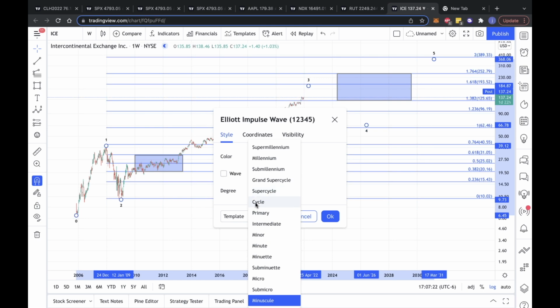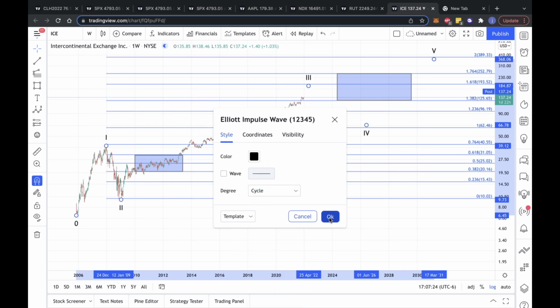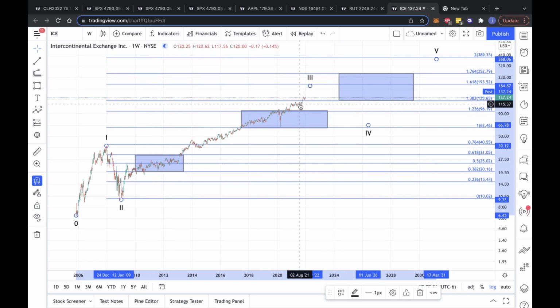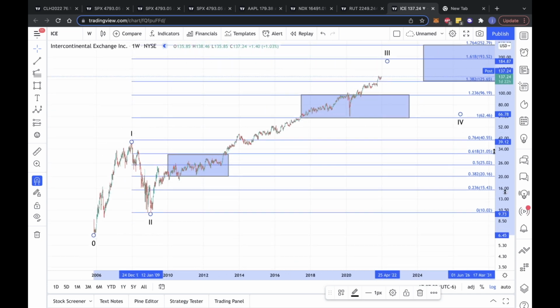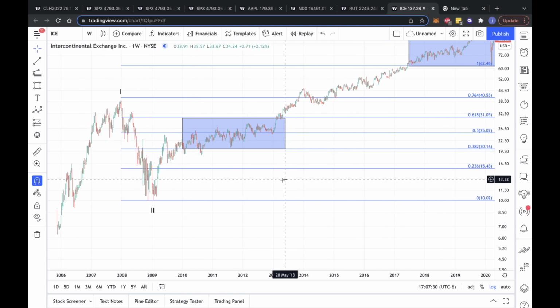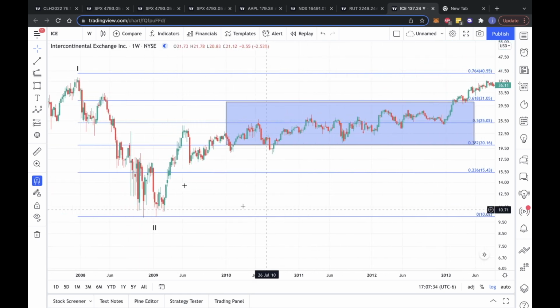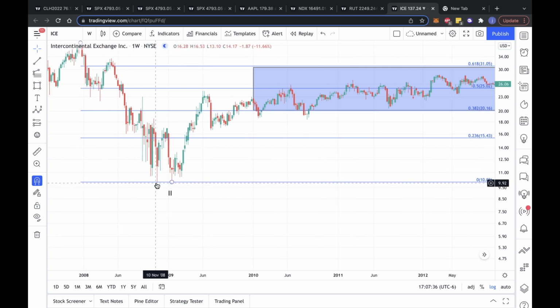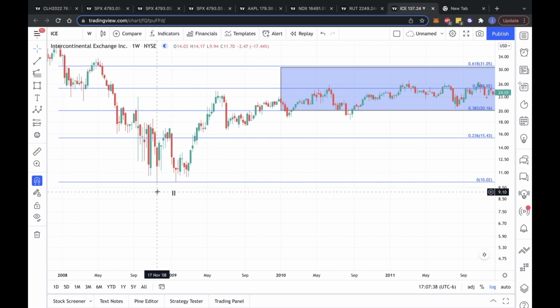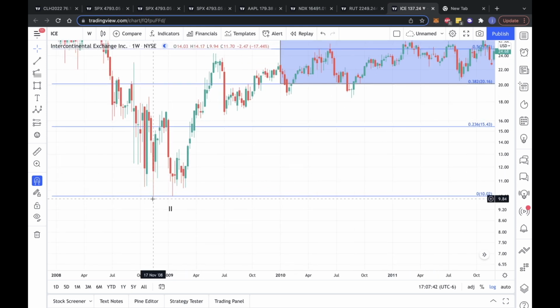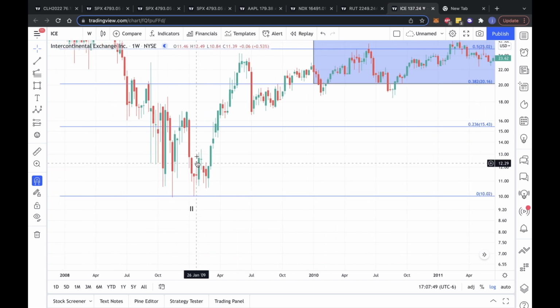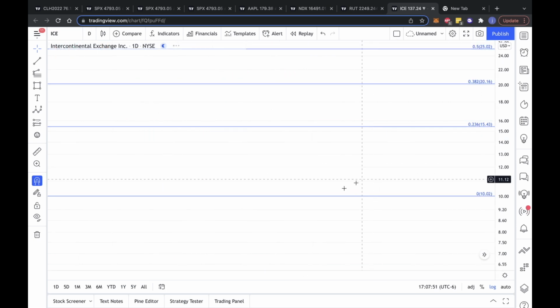This is at a pretty big degree, so I'm going to label this at the cycle degree. So we can come in here and take a look at the subwaves on this. In this case, I think the actual low is this, but it occurred here. When was this? In November of 2008. But as you can see here in January, we come down.